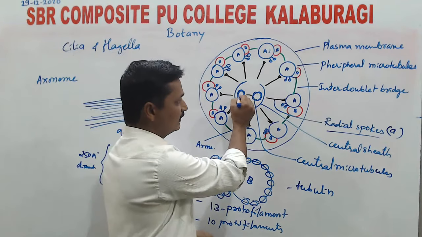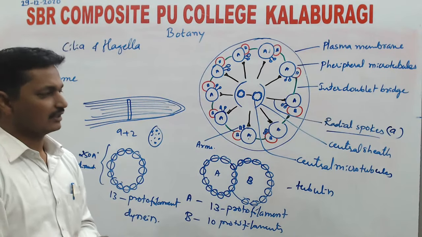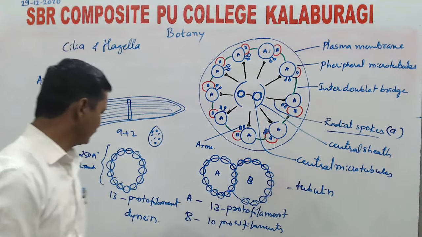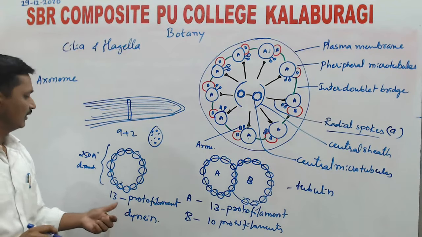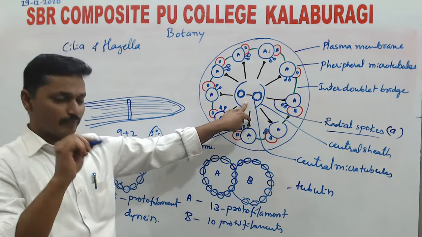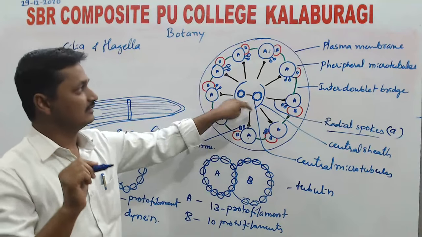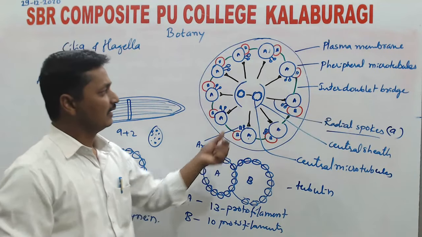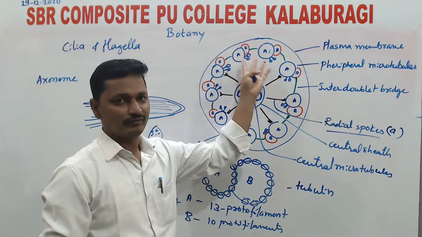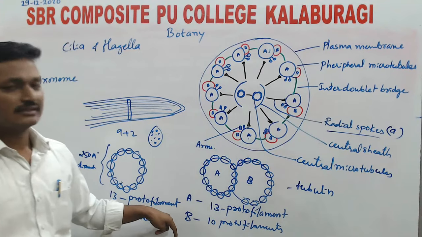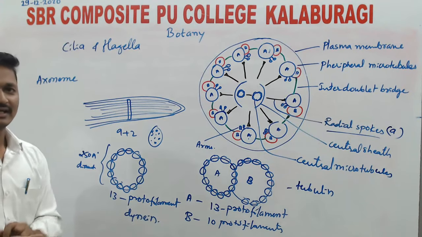At the center we find 2 microtubules called central microtubules, made up of a protein called dynein, and they provide the ATP as the energy currency for the movement or function of the cilia and flagella. So those proteins are present in the central sheath in the form of dynein.